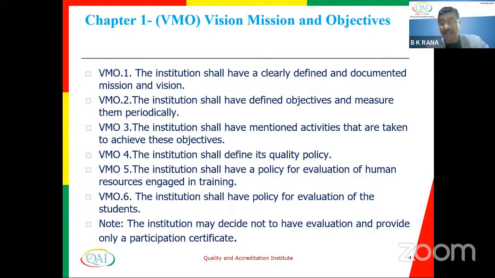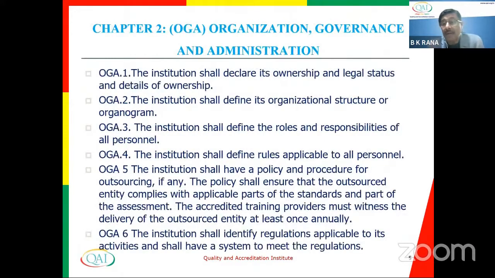The institution may decide not to have evaluation and provide only a participation certificate. So it's, again, in consonance with VMO 6, where you define a policy. If in that policy you define that you don't have any formal test or examination to evaluate, then in that case they can do so, and just provide a certificate of participation, not a certificate of successful completion or something like that, which has a different meaning. So this makes a clear distinction between just participation, or participation plus formal evaluation, to state that they have really qualified or completed successfully after an evaluation.